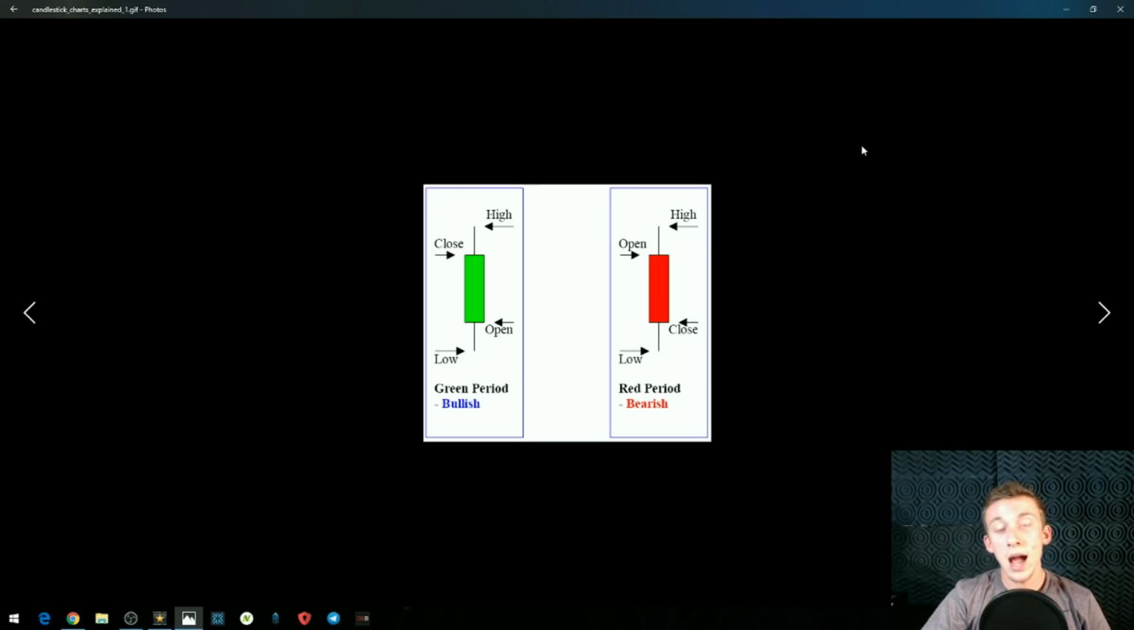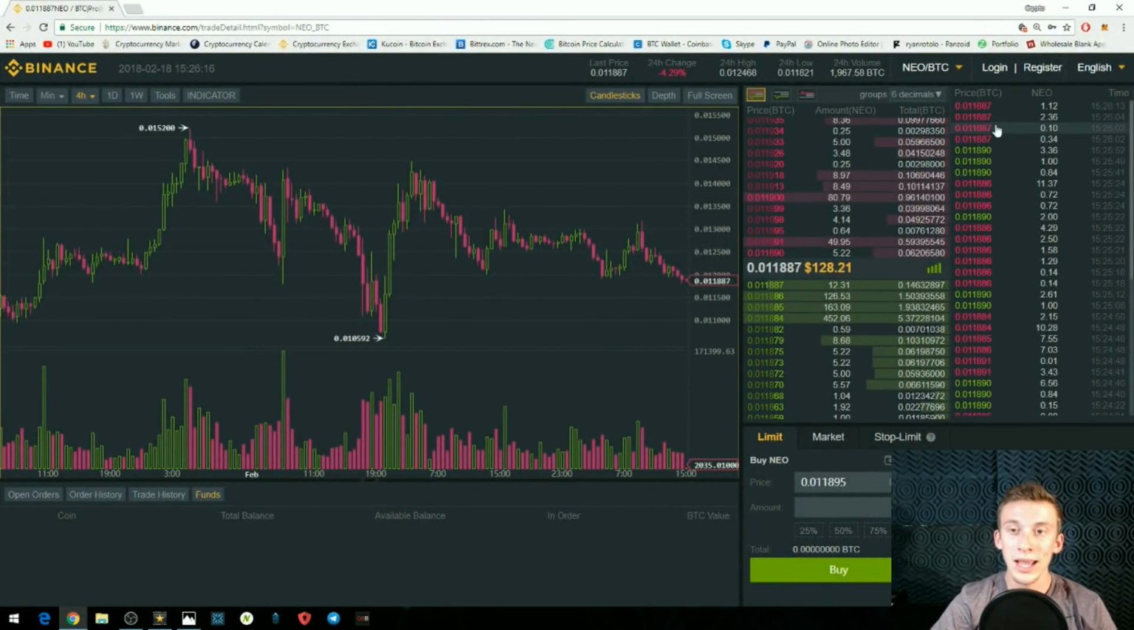So what I want to do right now is go over to Binance.com and look at some live trading in cryptocurrencies and look at the live movement of the candlestick charts. So we're at Binance.com looking at NEO in the Bitcoin market. Since we're in the Bitcoin market, everything's based off in Satoshis.